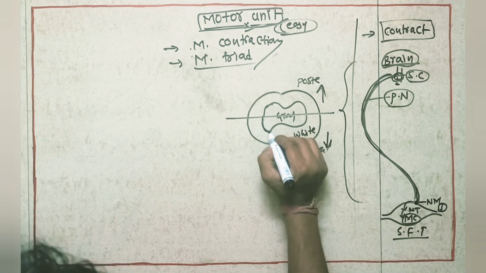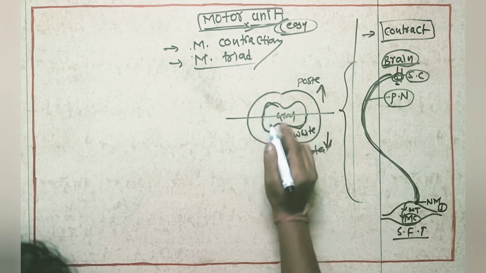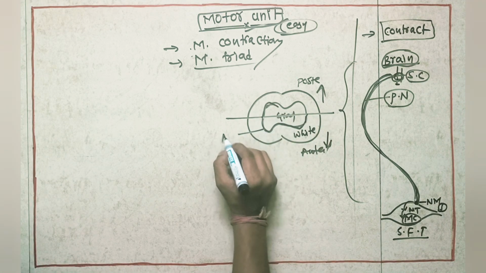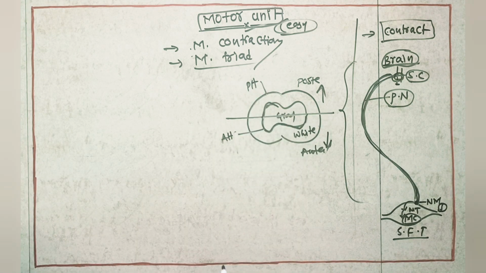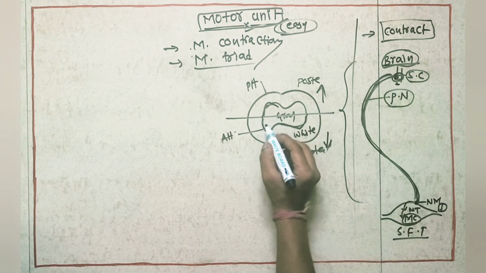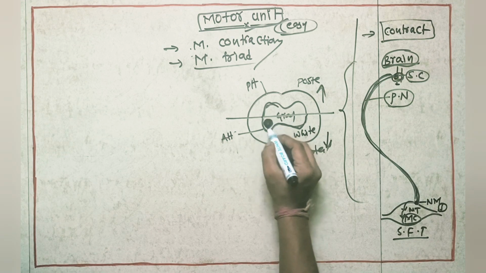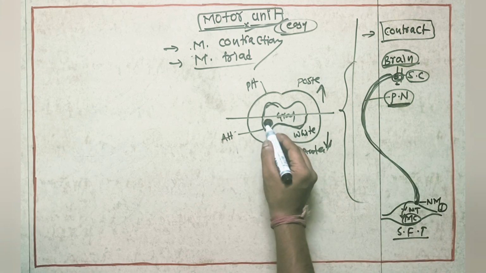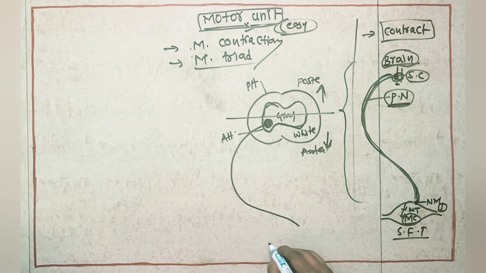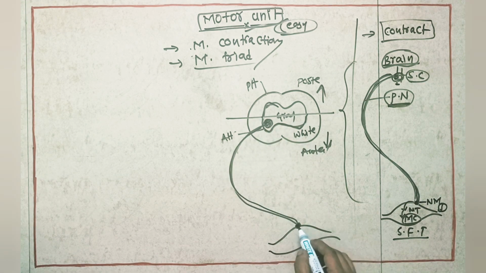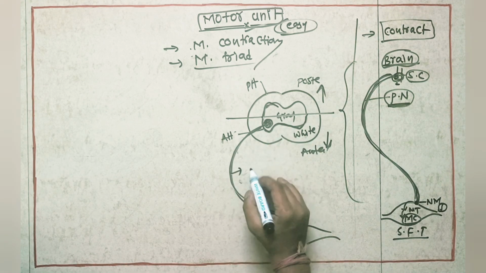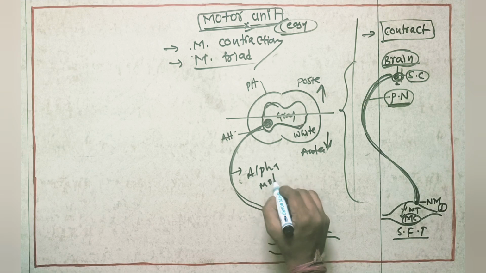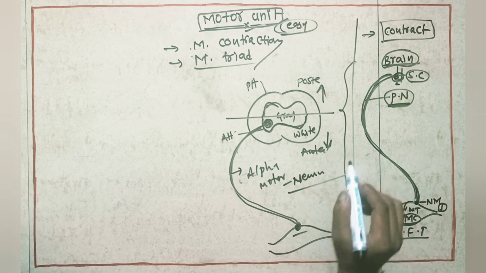In this gray matter we have horn cells. This is the anterior horn cell, and this is the posterior horn. From the anterior horn, the cell body of the peripheral nerve starts. This is the cell body, this is the axon, and here we have the muscle, where it ends. This nerve is called the alpha motor neuron. So this is our motor unit.